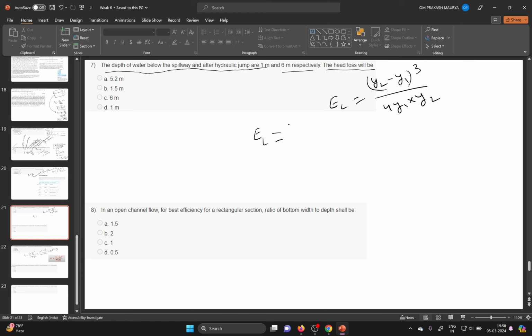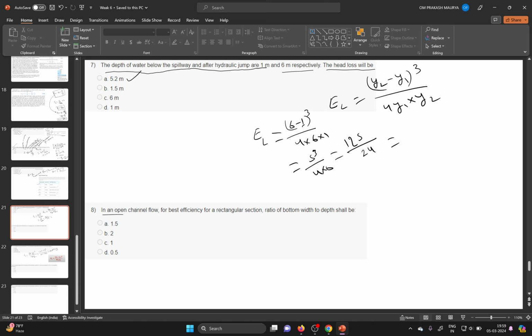So here the numerical value is 6 minus 1 cube divided by 4 into 6 into 1. So 5 cube is 125, divided by 4 into 6, and it will come around 5 point something 2. So option A will be correct for this.